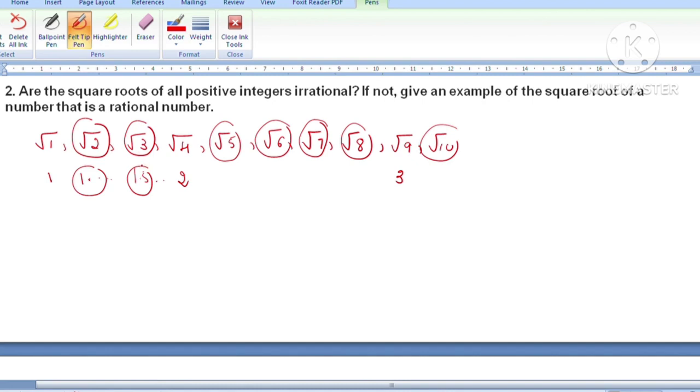Non-terminating term, when you are taking the square root of this number. But what about this number, square root of 1, square root of 4, square root of 9? These are the square roots of the perfect square numbers, right?